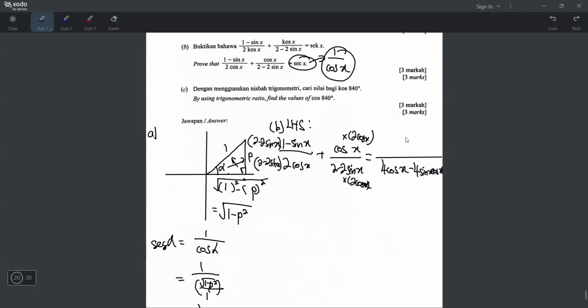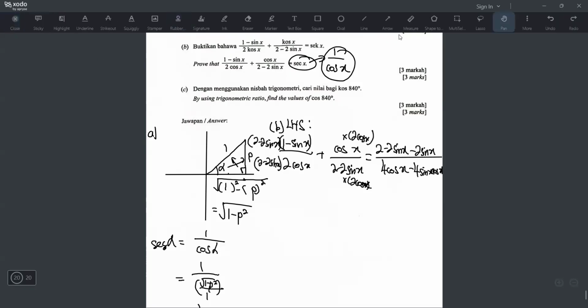Okay, now I have to write the one on top. Okay, on top. What happens when I take this bracket times with this bracket? Okay, 2 times 1 will be 2. Front times back will be negative 2 sine x. Okay, and then negative 2 sine x times 1, which is negative 2 sine x also. And then negative 2 sine x times negative will be positive, right?